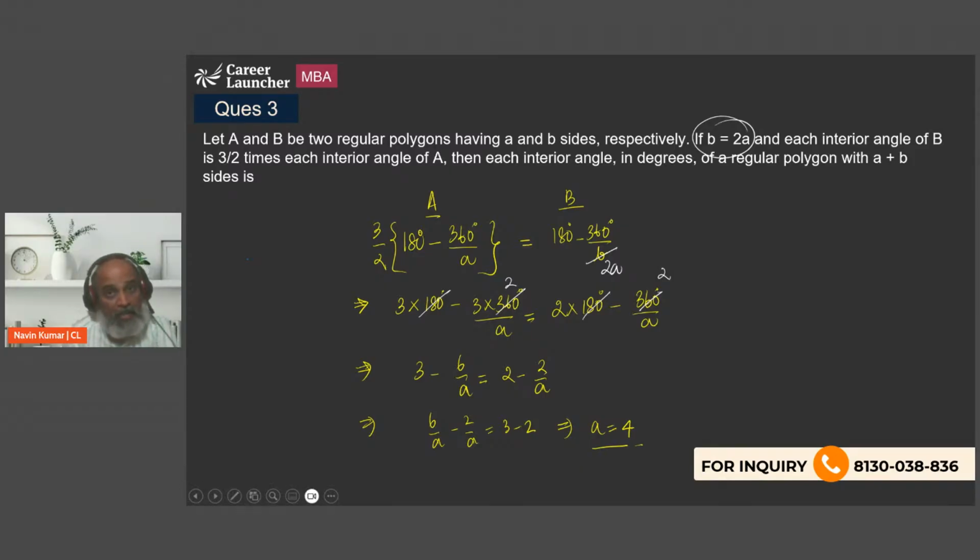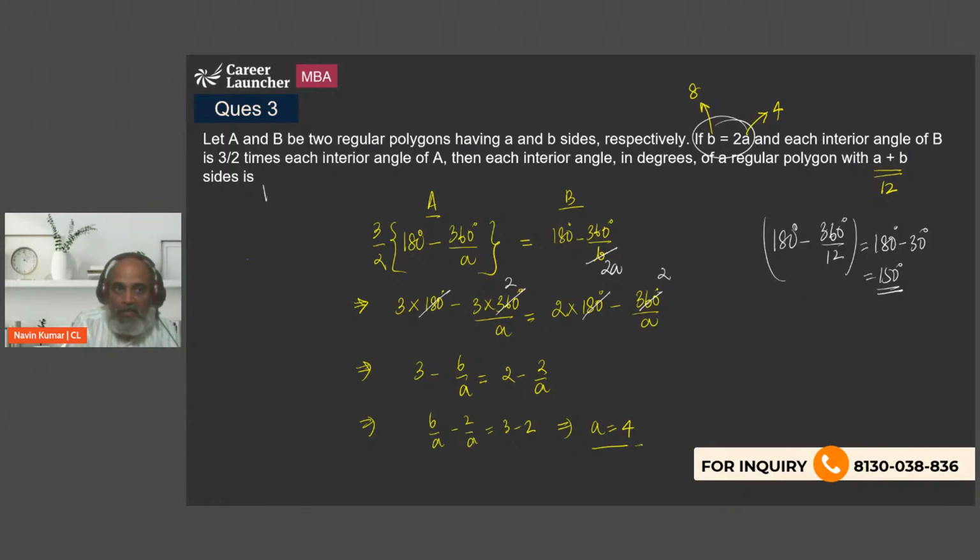So we are talking about a quadrilateral here. So if A turns out to be 4, B turns out to be 8. So now we need a regular polygon with A plus B, that's 12 sides. What would be the interior angle of this? Well, the formula stays the same, which is going to be 180 degrees minus 360 degrees out of 12. 360 by 12 is nothing but 30 degrees. So we get 150 degrees. Theta, so I'll put in 150.